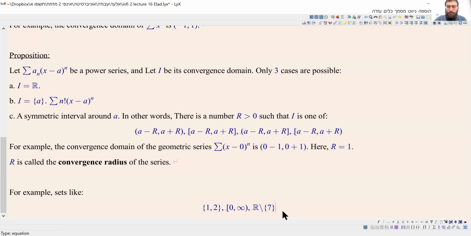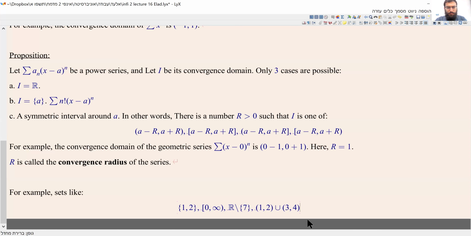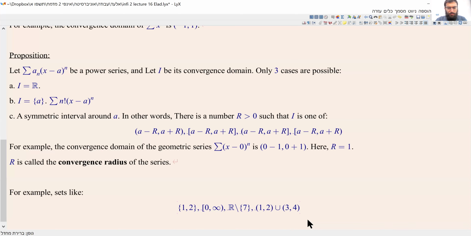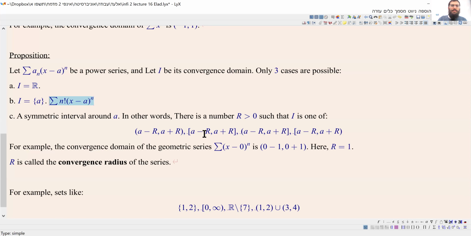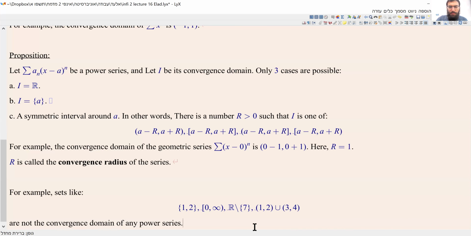The union of two intervals, and whatever you can think of, are not the convergence domain of any power series. They're not all R, they're not only one point, and they are not a symmetric interval around some a.